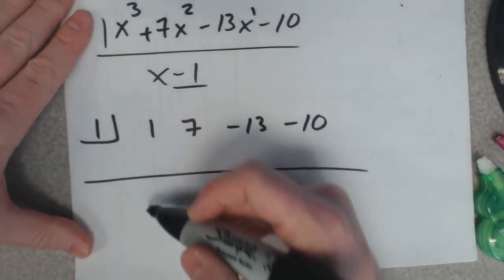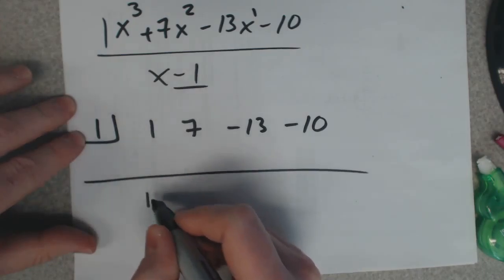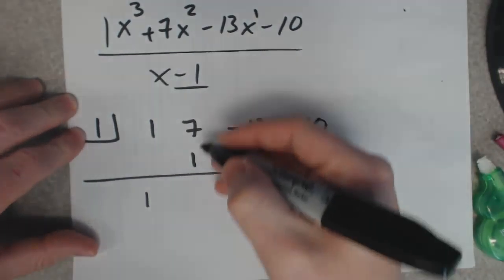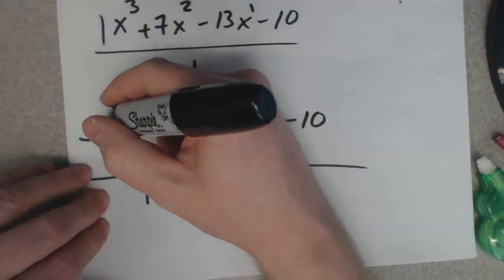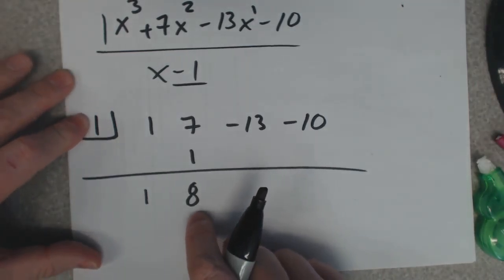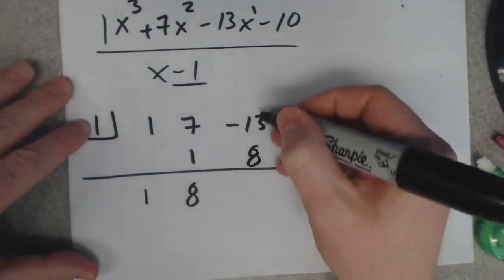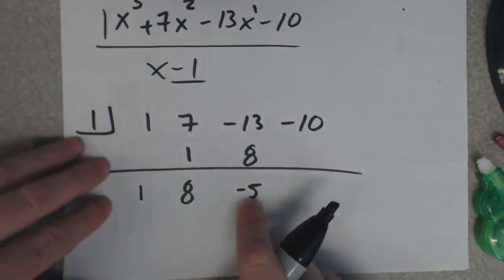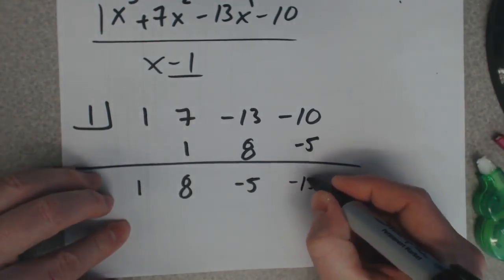The rule is you drop the first number, now you multiply with what you have up here. So 1 times 1, that's what you put there. Then you combine. 7 and a positive 1 combine to give you 8. Now you multiply. You repeat the process over again. 1 times 8, that's 8. Now you combine. 8 and negative 13 combine to give you negative 5. You multiply. Negative 5. Combine these together, you get negative 15.